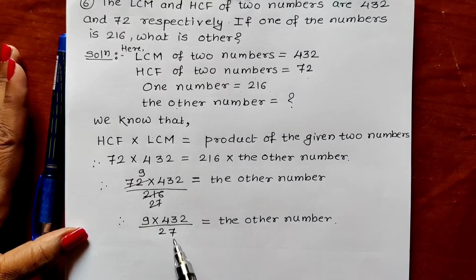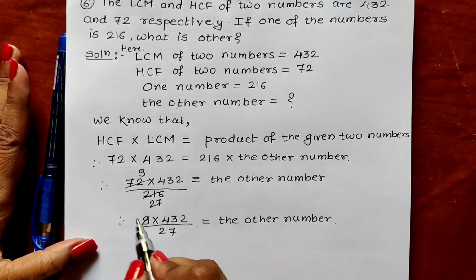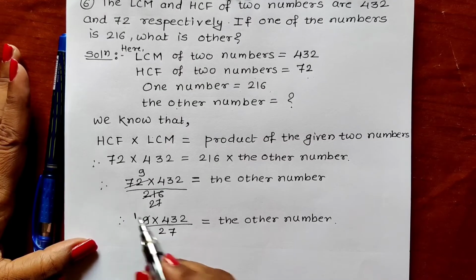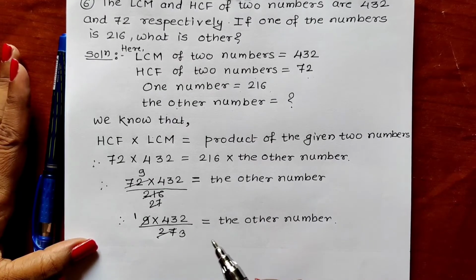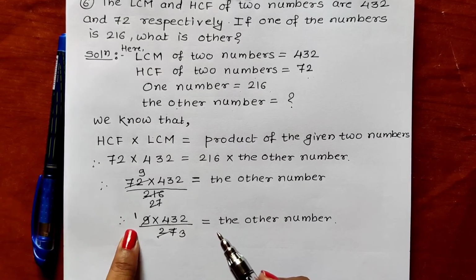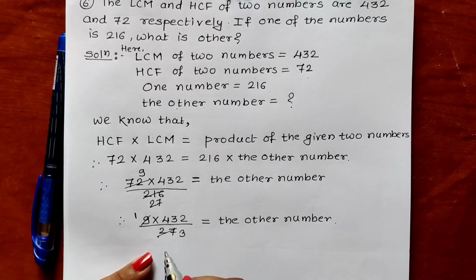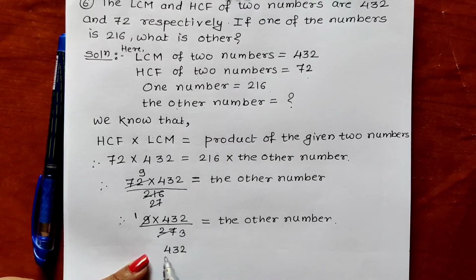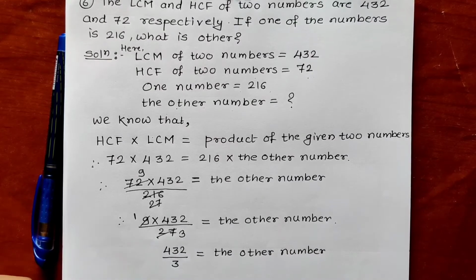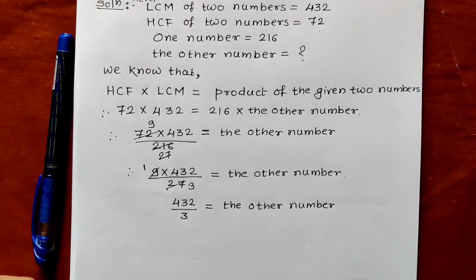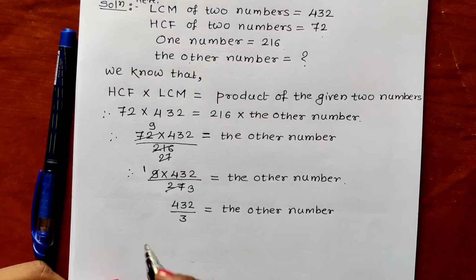As I can see here, again I can cancel. 9 ones are 9. 9 threes are 27. So we have got 432 upon 3 is equal to the other number. We keep on cancelling and we keep on writing the numbers until we get the other number. Now 432 can be cancelled by 3.